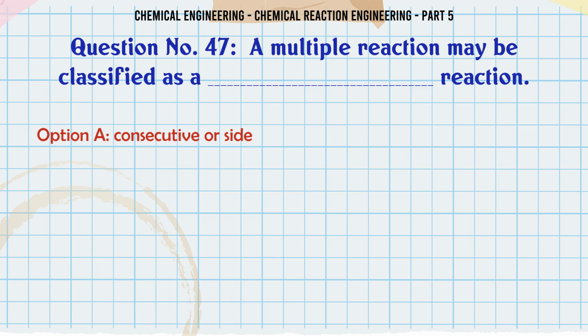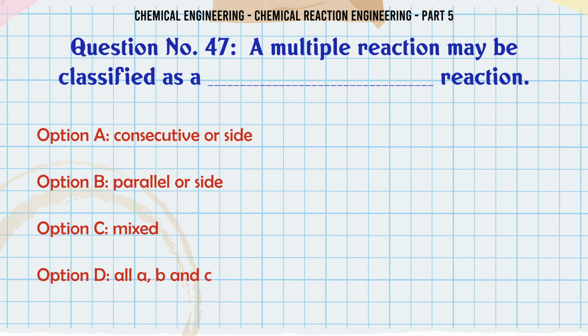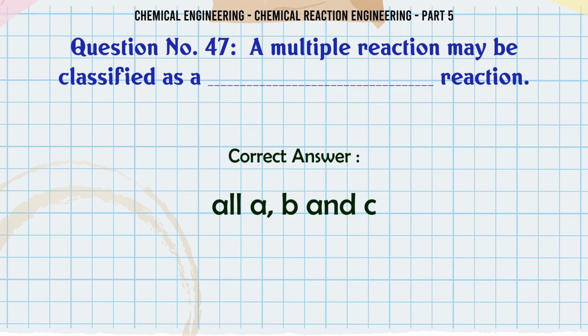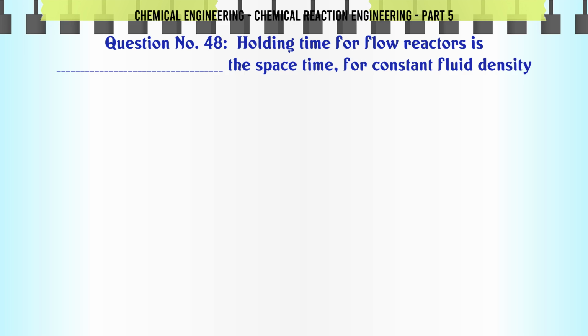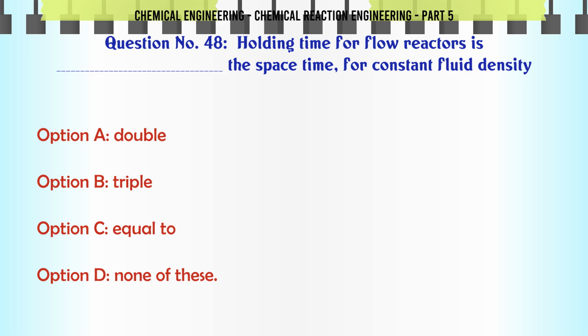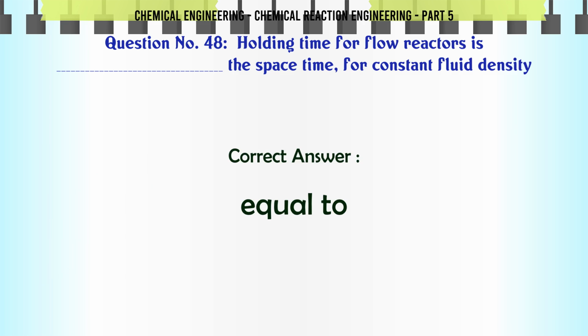A multiple reaction may be classified as a reaction. A. Consecutive or side. B. Parallel or side. C. Mixed. D. All A, B, and C. The correct answer is all A, B, and C. Holding time for flow reactors is the space-time for constant fluid density. A. Double. B. Triple. C. Equal to. D. None of these. The correct answer is equal to.